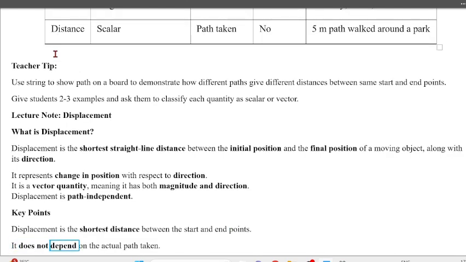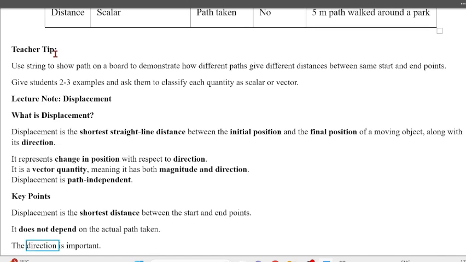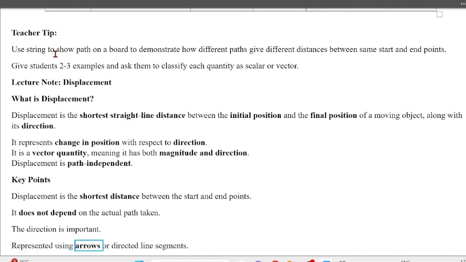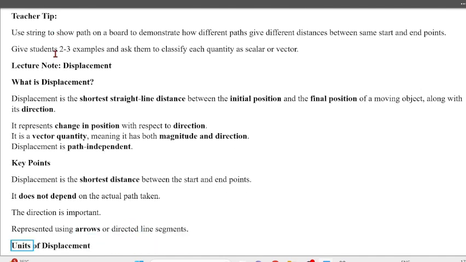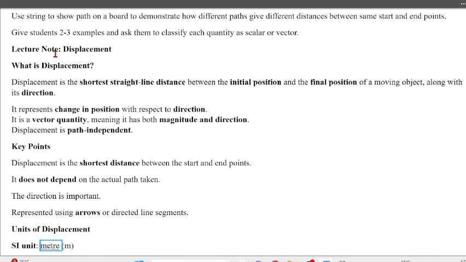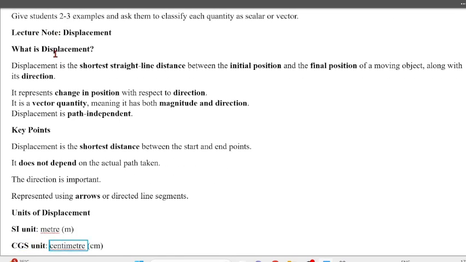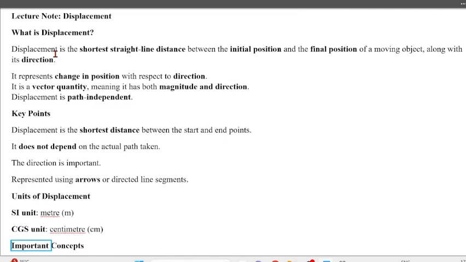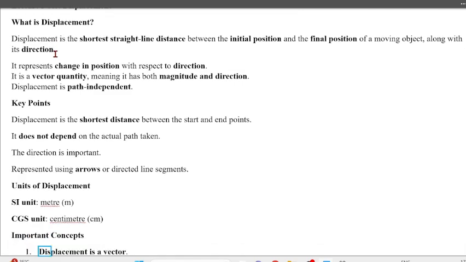It does not depend on the actual path taken. The direction is important. It is represented using arrows or directed line segments. Units of displacement: SI unit, meter; CGS unit, centimeter, cm. Important concepts.